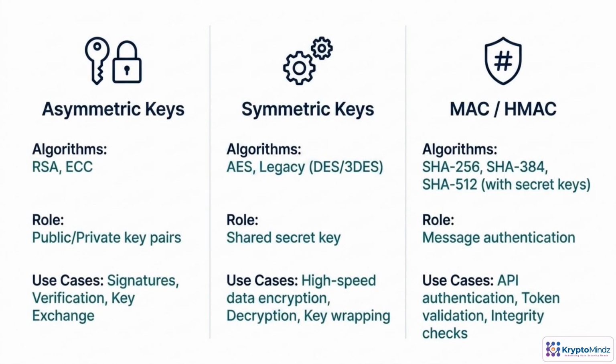Luna keys fall into three main families. Asymmetric keys, like RSA or ECC, come in public and private pairs. They're used for signatures, verification, and secure key exchange, but they're relatively slow. Symmetric keys, such as AES, are single shared secrets, ideal for high-speed bulk encryption, decryption, and key wrapping. MAC or HMAC keys are also shared secrets, but dedicated to proving message integrity and authenticating APIs or tokens.